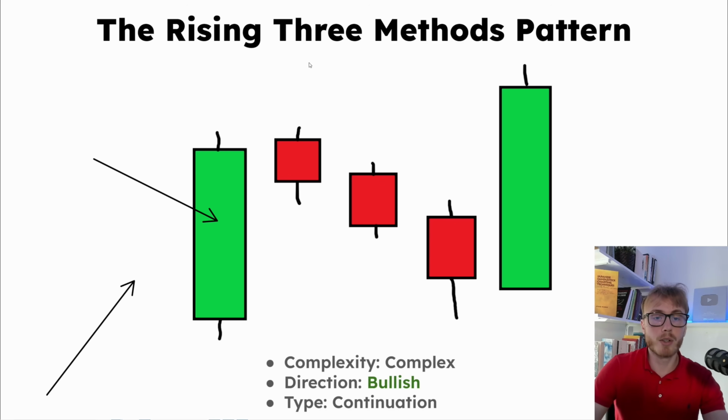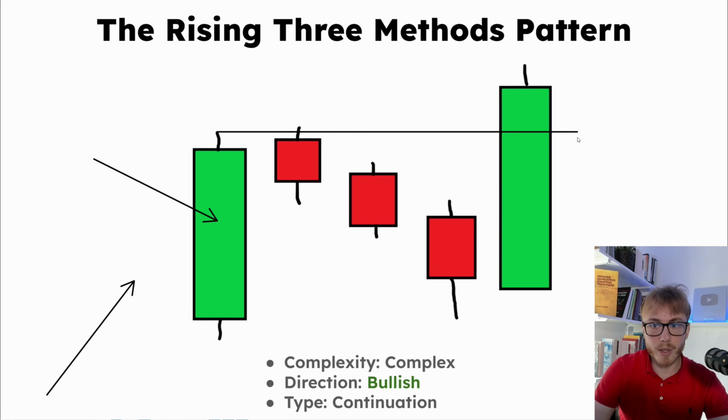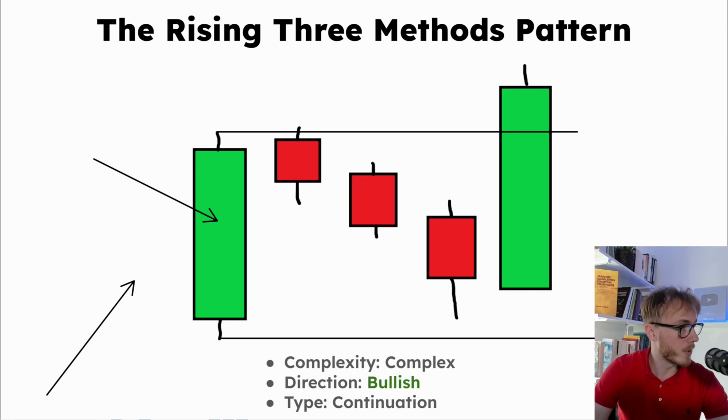But after this candle, we are looking out for 3 small bearish candles. So we're looking out for a small move that goes in the opposite direction of the trend, or in other words, a small pullback. These 3 candles should preferably be within this range. If we take the highest point to the lowest point of the previous bullish candle, we want the red candles to be within this range.